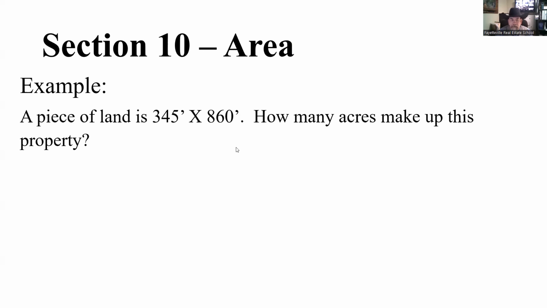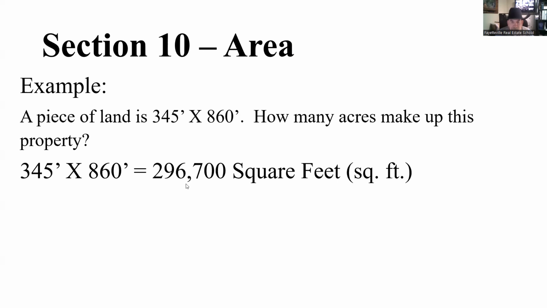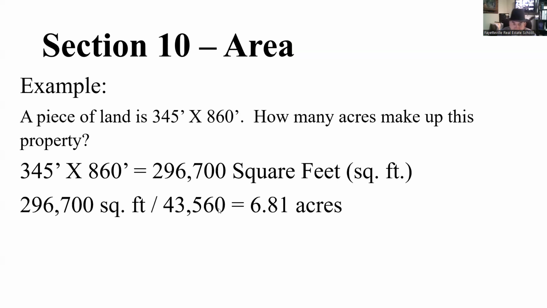So 345 times 860 will give us 296,700 square feet in that property. We want to know how many acres that is. We just divide it by the 4 old ladies driving 35 and a 60. So 296,700 divided by 43,560 equals 6.81 acres is the size of that property. Again, both sides of the equation must be in the same units. If both sides are in inches and you multiply them, that's going to be square inches, not square feet.